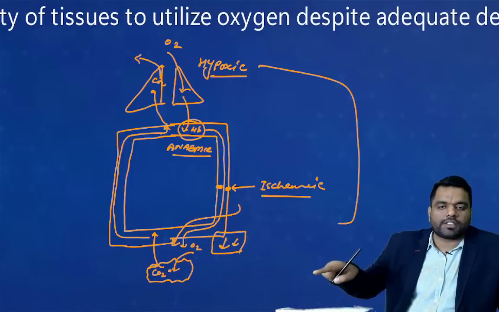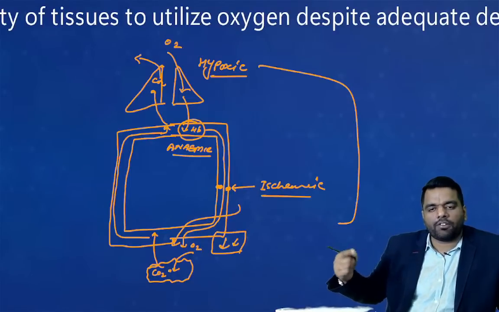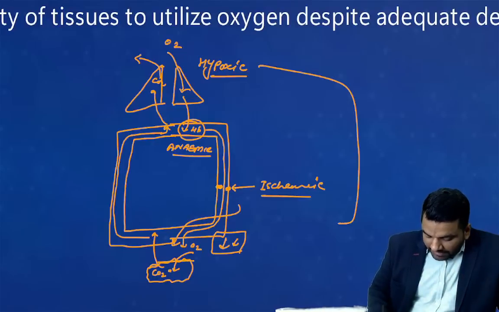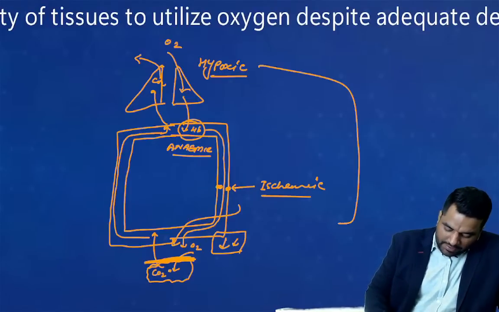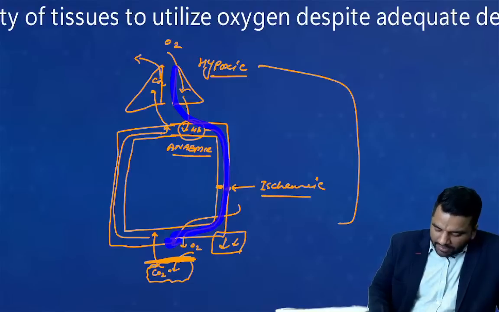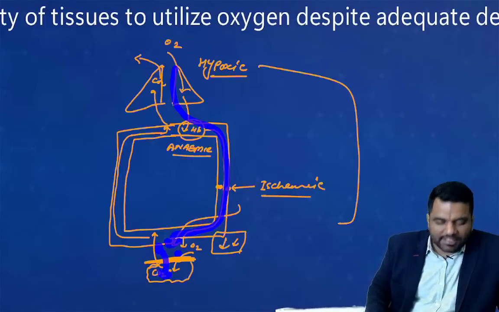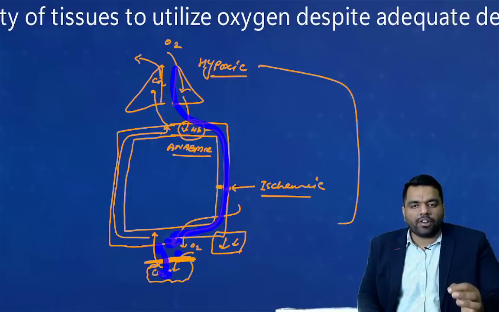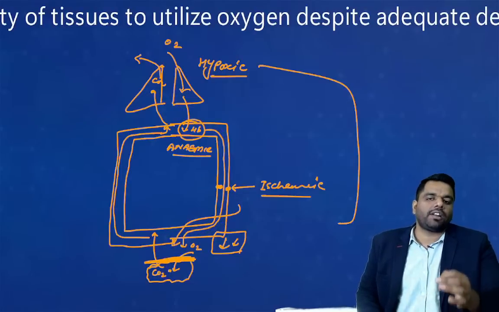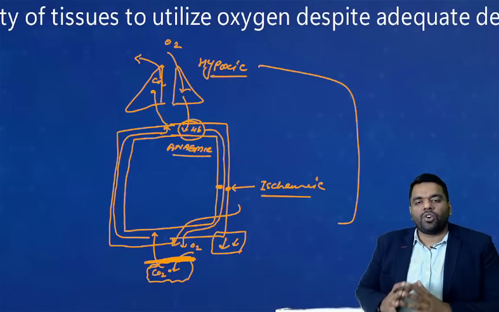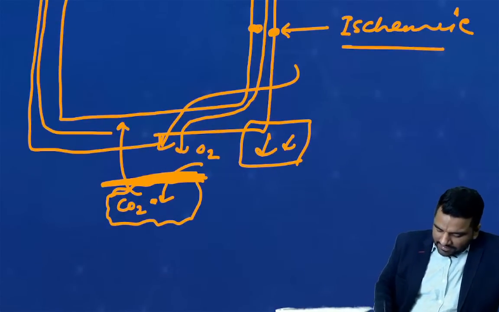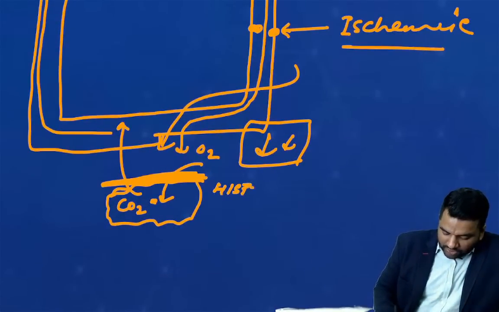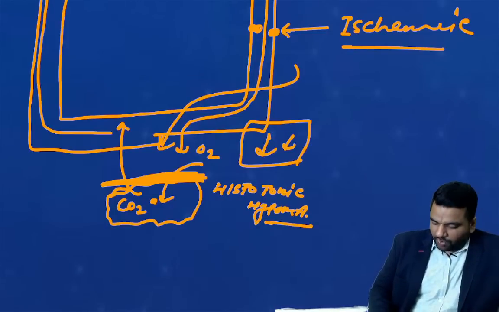But in histotoxic hypoxia, histo is the word we use for tissue, so there is some problem at the tissue level, right? It means all of these pathways are functioning normally, but when oxygen is delivered up to this area, due to a problem of the membrane or the cell, the oxygen does not enter the cell, hence no oxygen delivery happens inside the cell, leading to hypoxia, right? And this is called histotoxic hypoxia.